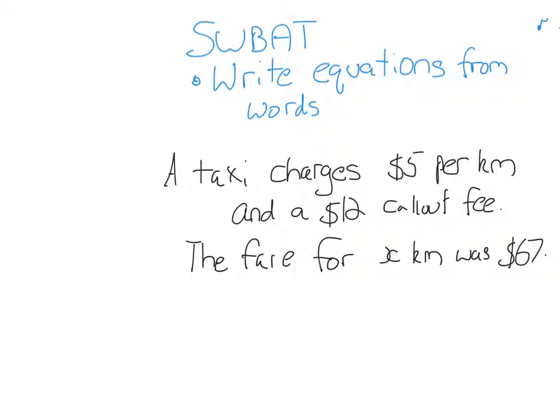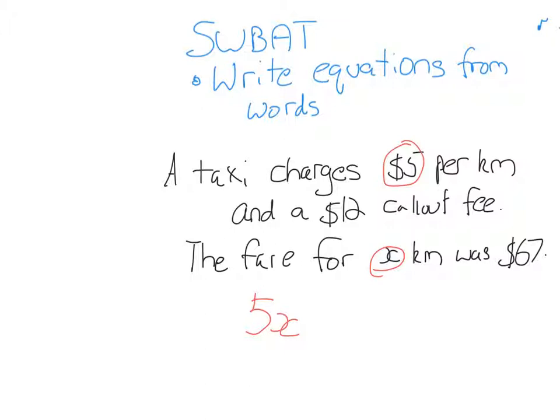So I'm going to write this as an equation. The taxi went for x kilometres, $5 per kilometre. So think about the operation that's used. $5 for x kilometres, or 5 lots of x, is multiplication. And we don't have to write the multiplication. So 5x is how we can write $5 for x kilometres.